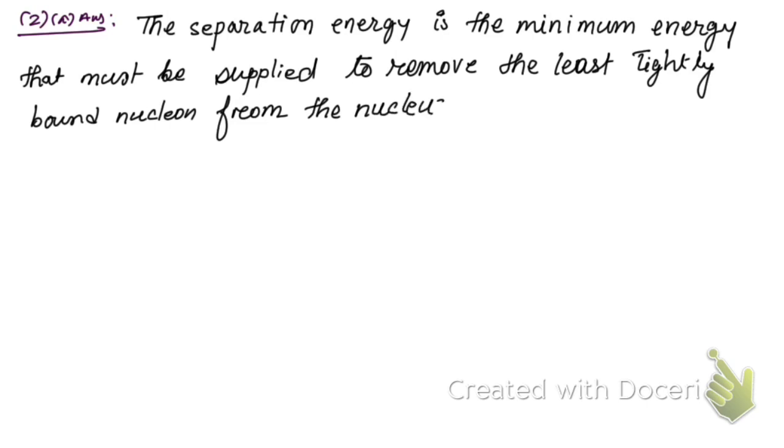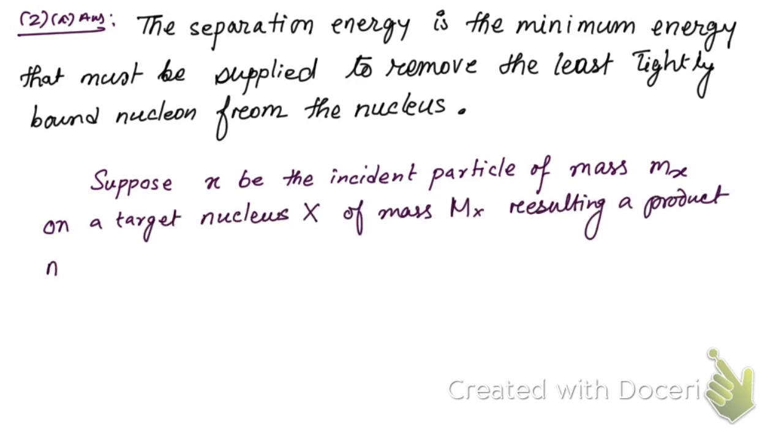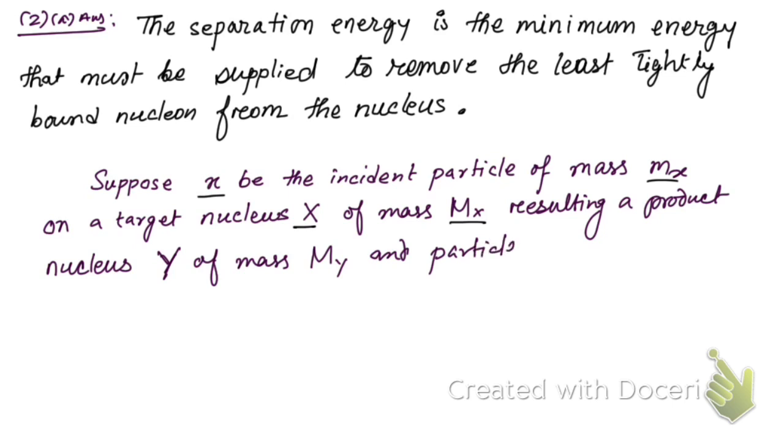nucleon from the nucleus. Now you see, suppose we have a particle x which is incident on a target particle. Small mx is the mass of small x particle, and capital Mx is the mass of the nucleus. This is the mass of this nucleus and this is the mass of this particle. Now the resulting nucleus is y of mass capital My, and particles small x, and also another particle small y, and the mass of this small y is small my.